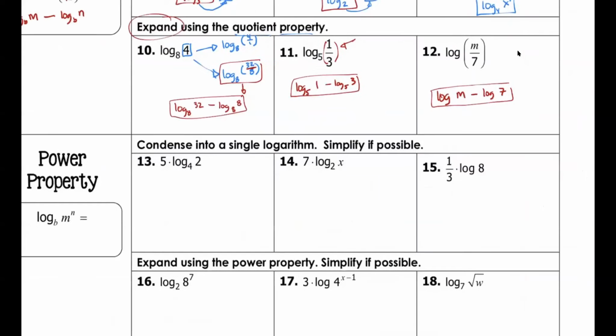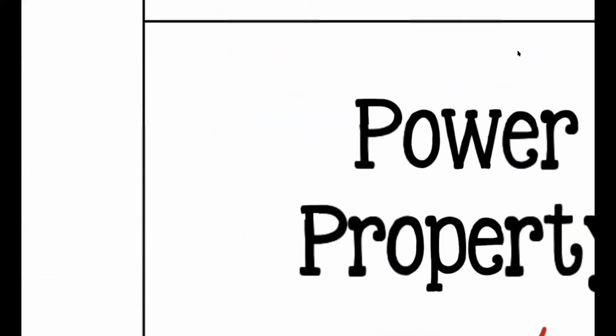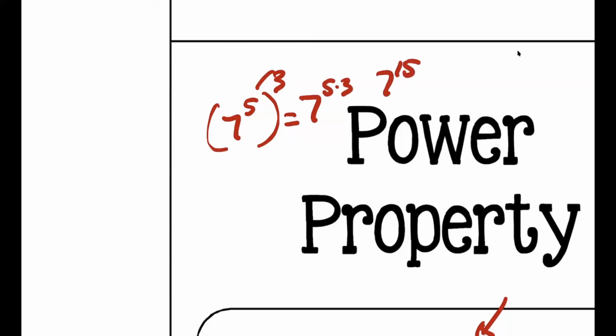So last property, it's called the power property. Okay. So this is basically saying if I'm taking the log of something that has a power, right? So a log is an exponent, and now we want the result to also have an exponent. So it's kind of an exponent of an exponent. And if you remember this, like if we had 7 to the 5th to the 3rd, power to a power. You guys remember what to do here? You multiply. Yeah, we would multiply these. This would become 7 to the 5 times 3, or 7 to the 15th. Power to a power, we multiply.